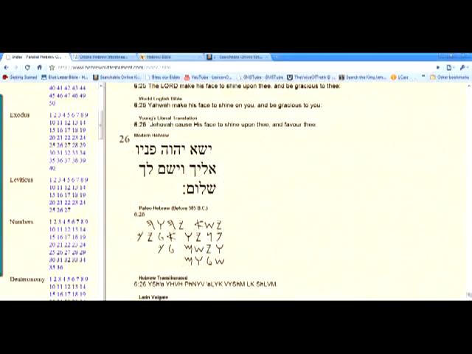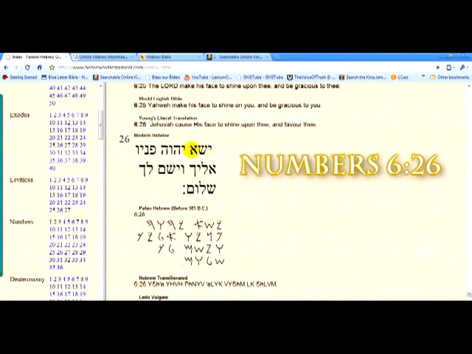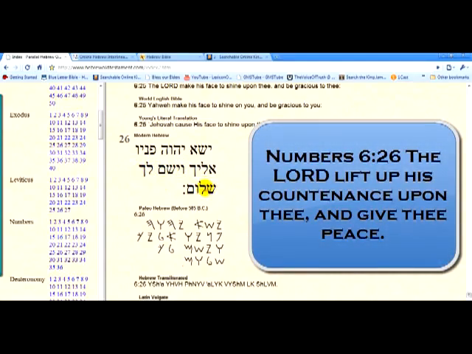Alright, so now let's go back here. It says Yisa Yahweh Panayw Elayka wa Yasem Lka Shalom. Alright, so that's the whole prayer right there.